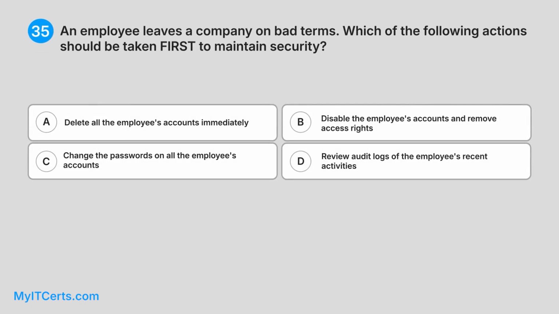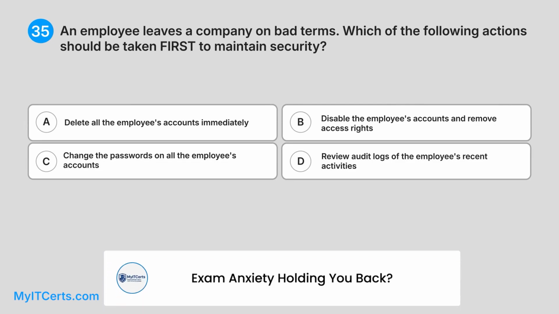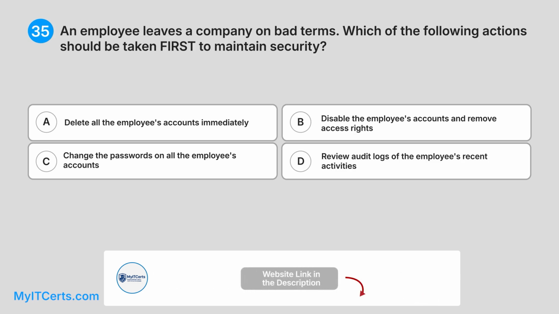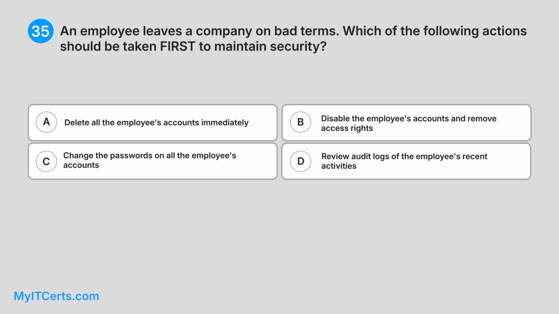35. An employee leaves a company on bad terms. Which of the following actions should be taken first to maintain security? A. Delete all the employee's accounts immediately. B. Disable the employee's accounts and remove access rights. C. Change the passwords on all the employee's accounts. D. Review audit logs of the employee's recent activities.